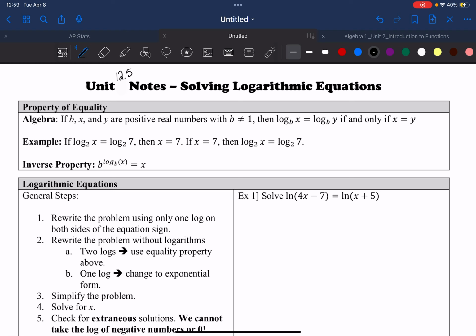So this is stating that if our bases match, we can cancel them out and we're left with whatever is next to the log. So in the example, if log base 2 of x is equal to log base 2 of 7, the log base 2 matches, and so we're left with x is equal to 7. It's also important to note the inverse property, which looks similar to the identity property, that if our bases match on the exponential and the log, they cancel out and we're left with just x.